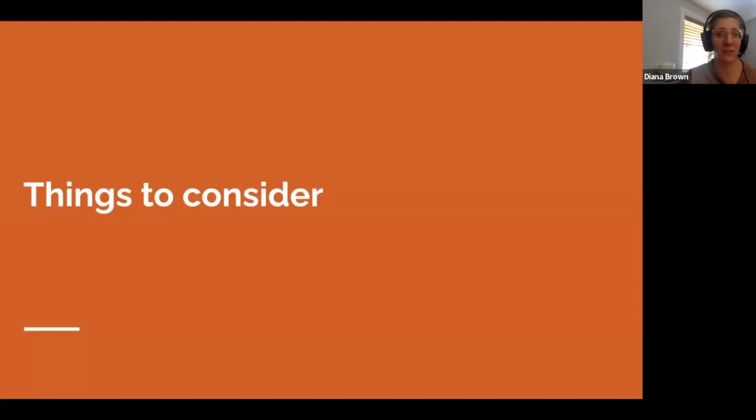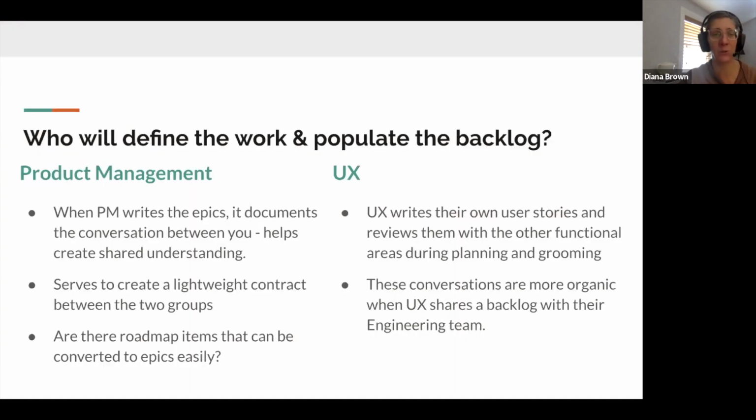So some other things to consider as you move through: who's going to define the work and populate the backlog? There's a lot of options. I've just put 2 columns here. There is a place to bring product management into things, especially to have them write the epics. It's a great way to document the conversations between the two of you and have a shared understanding. And often it can serve as a lightweight contract. Like, this is what PM said they wanted, so this is what I'm executing on.